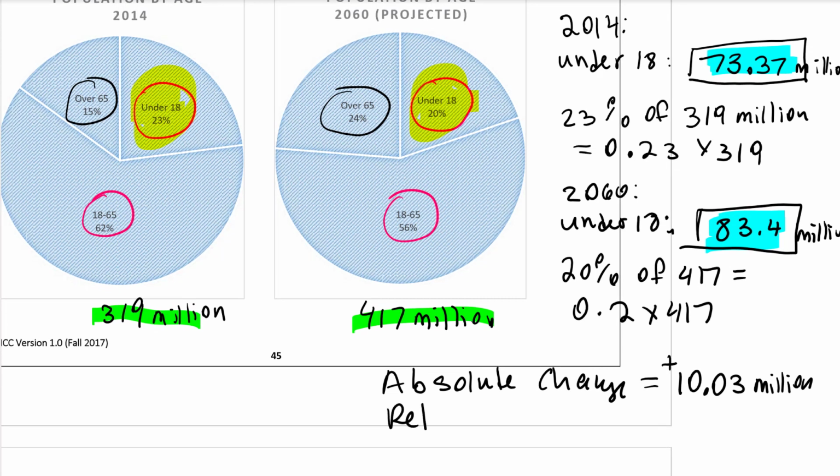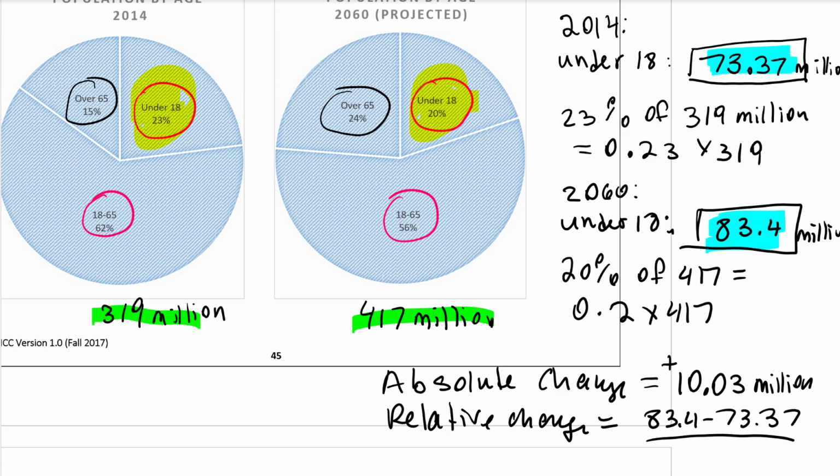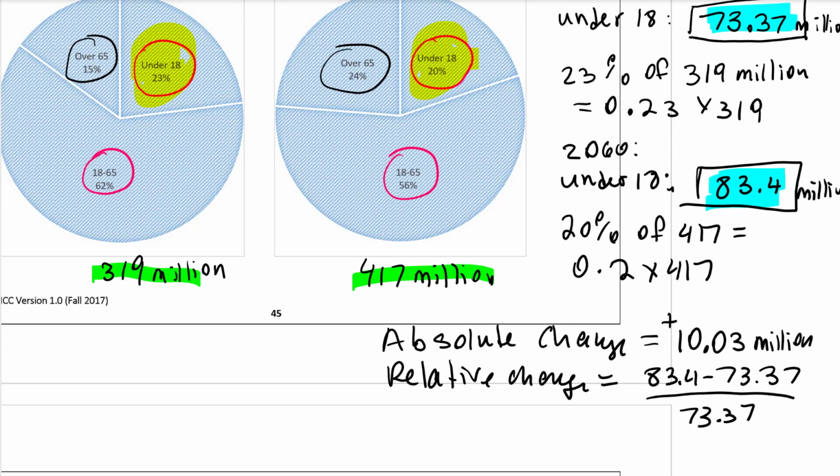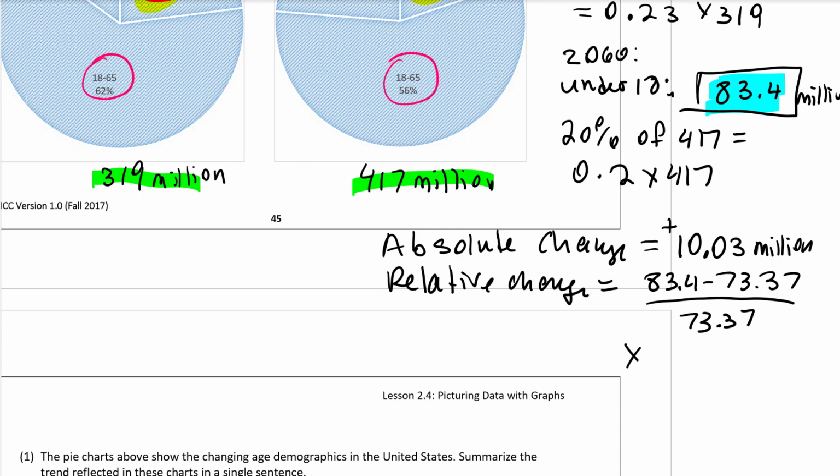And the relative change, the percent change, is the difference. So 83.4 minus 73.37 and divided by the past amount. Keep that in mind, okay? Whenever you calculate the relative change, you always use the past figure to compare. So 10.03 divided by 73.37, and that gives us 13.7%.